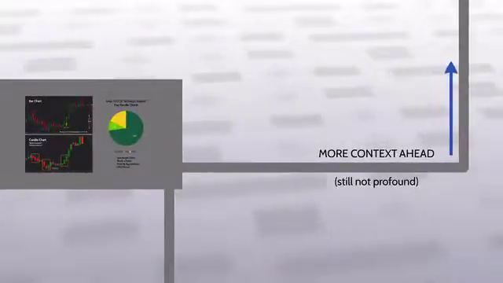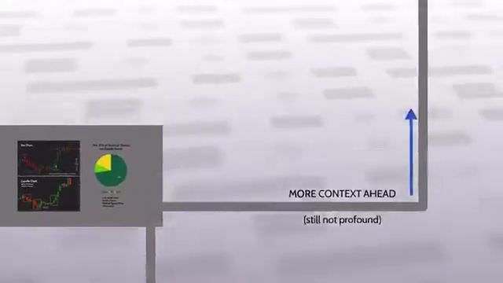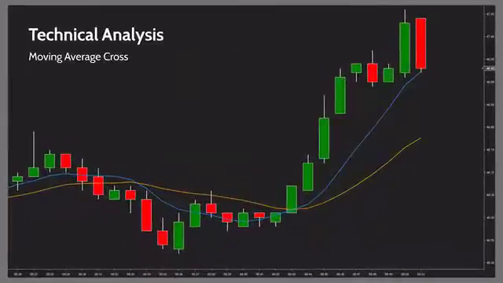So we have a little more context ahead. I know there's nothing profound just yet, but stick with me. We're getting close. The next way technical traders get information from these charts is through technical analysis, what's known as indicators and studies. Here we're looking at a moving average crossover.